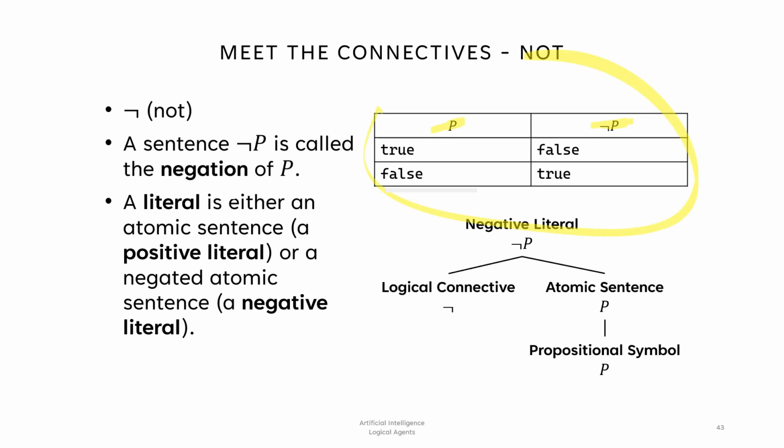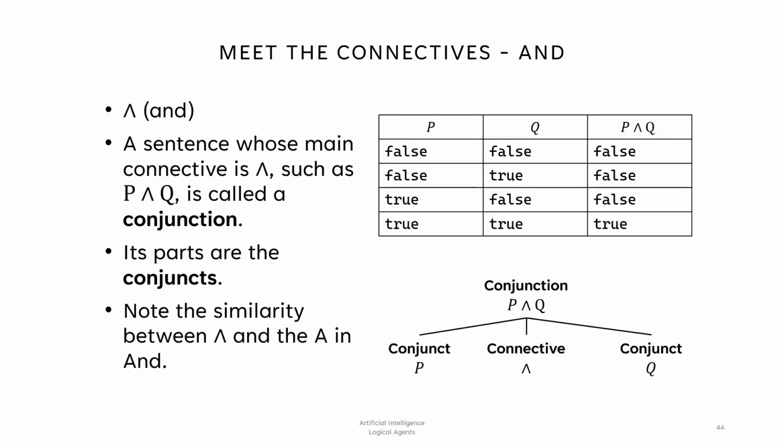The AND connective is doing a conjunction. It's basically checking if both of the parts are true. That's the only case in which the AND yields a true, is if both conjuncts are true. Anywhere else it'll be false. And of course, to remember this, there's the AND operator and the A and AND have a very similar look.